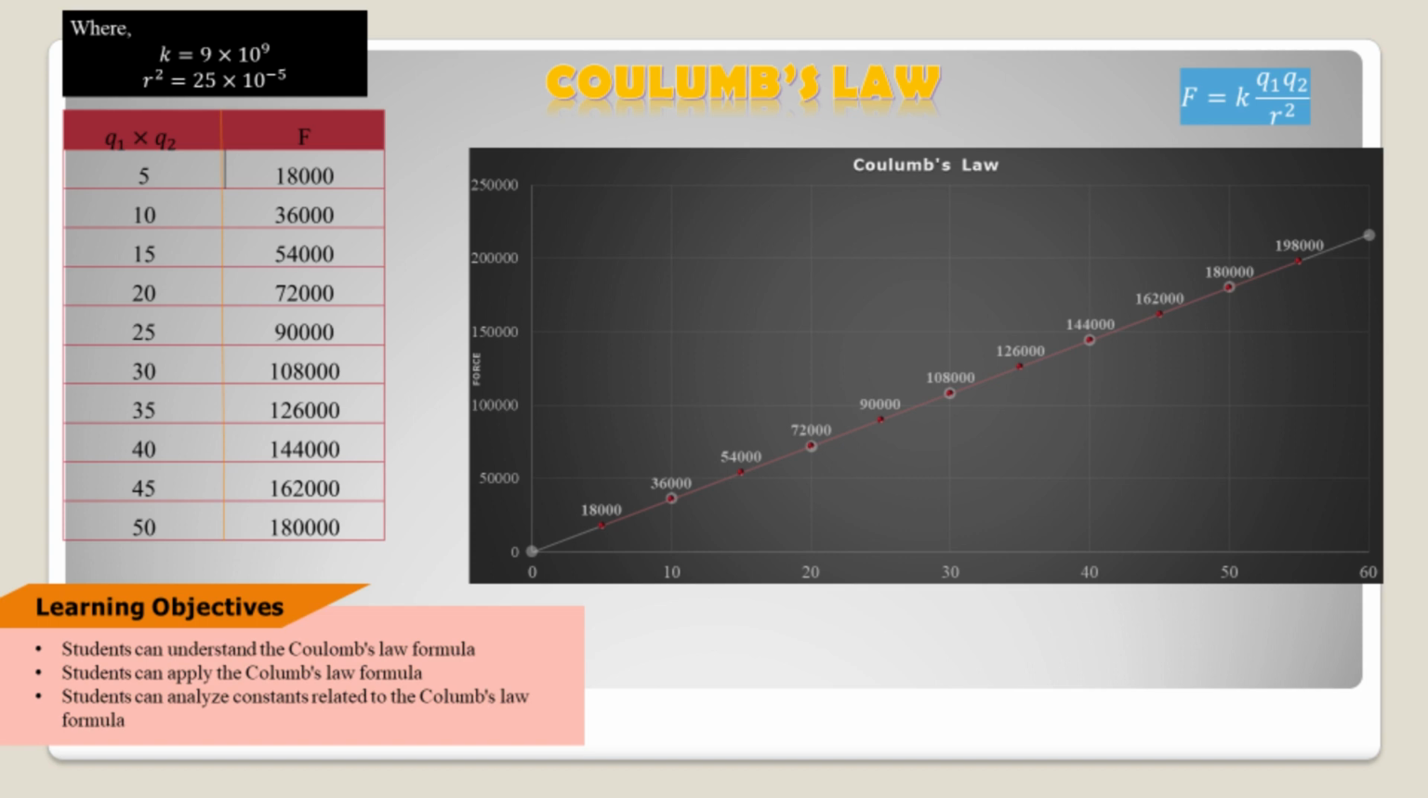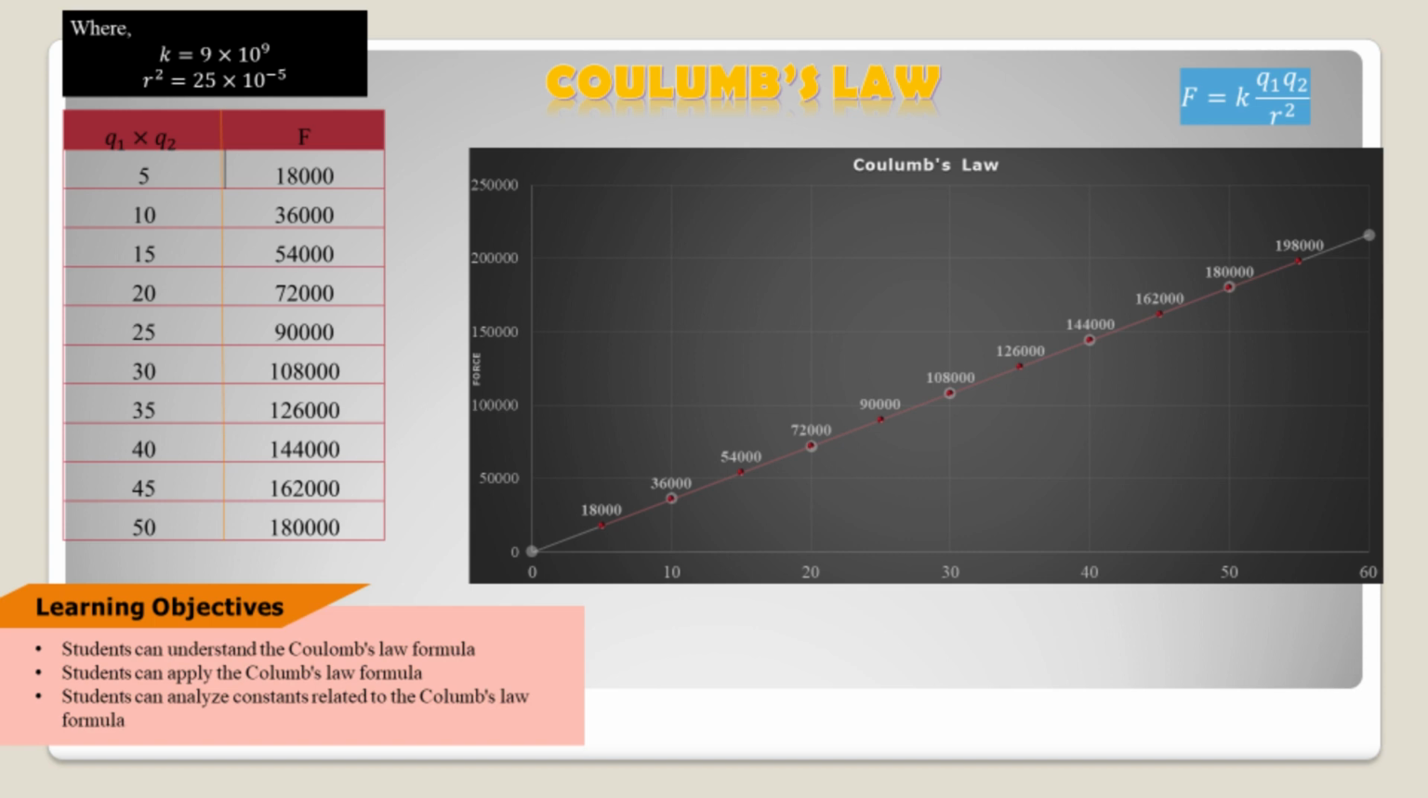Coulomb's law states that the force on the charges will attract each other if the two charges are not alike, and will repel each other if the two charges are the same. It is formulated by the formula where force is equal to K times Q1 times Q2 divided by R squared. We have K equal to 9 times 10 to the power of 9 and R squared equal to 25 times 10 to the power of minus 5.